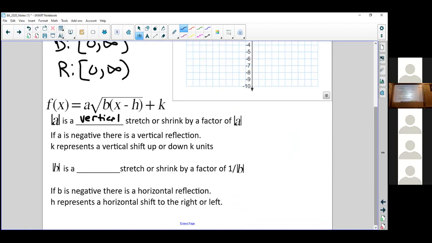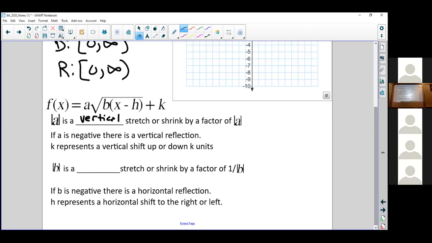And again, the filled out version of these notes will also be posted on Schoology for us. So if you don't get everything written down, you're probably going to be fine. So if A is a negative value, then you have a vertical reflection. Okay, so it means it flips it upside down.